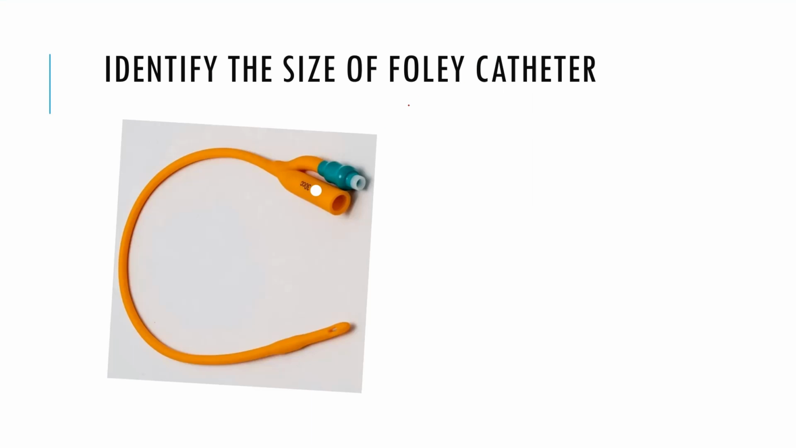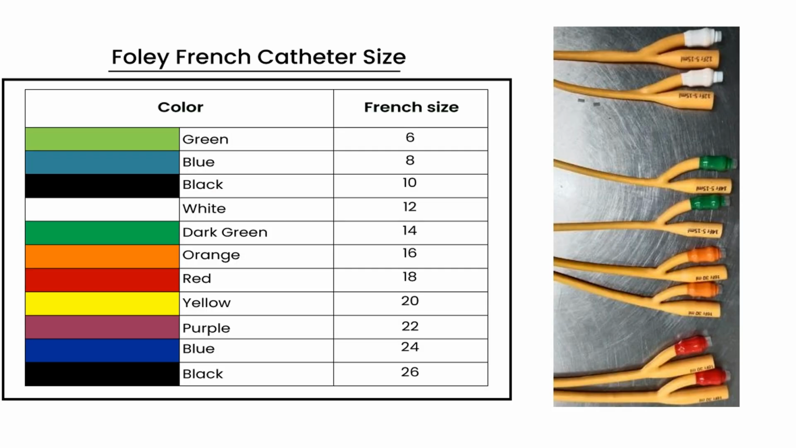So as you can see here, this is your green color. This is usually a 14 French catheter. So you need to remember the different colors and sizes of the Foley's catheter. Among all these, at least try to remember black, white, dark green, orange, red. These are the common ones that we will usually be using in our daily practice.